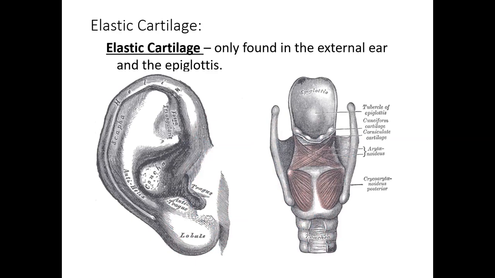Number 6, where is elastic cartilage located? It is only found in the external ear and in the epiglottis. Please make sure that you put a star beside that. I'm pretty sure that may be a question you may be given later.